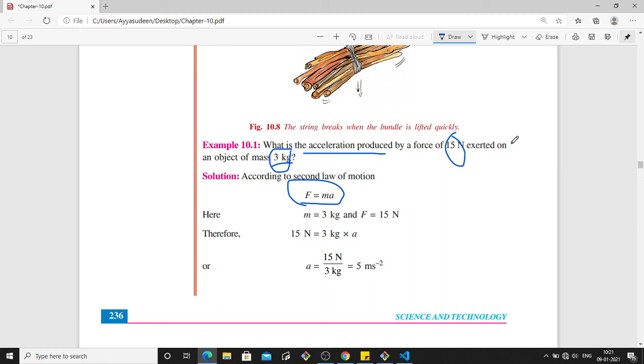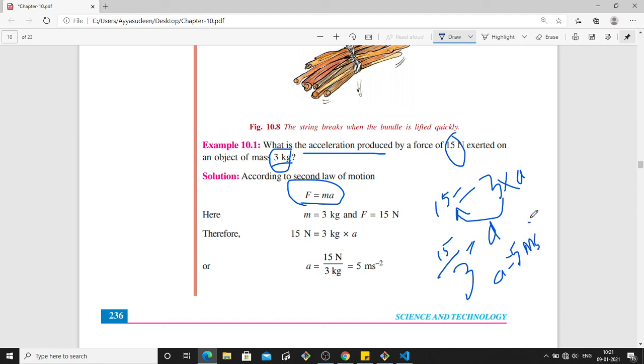They have given the force, that is 15. So you can write 15 equal to, what is the mass they have given, 3, times a. But we do not know the acceleration. So what you do? This 15 will go here and this 3 will go here. 15 by 3 is 5. So this is the acceleration, a is equal to 5. And what is the unit of acceleration? Meter second power minus 2.